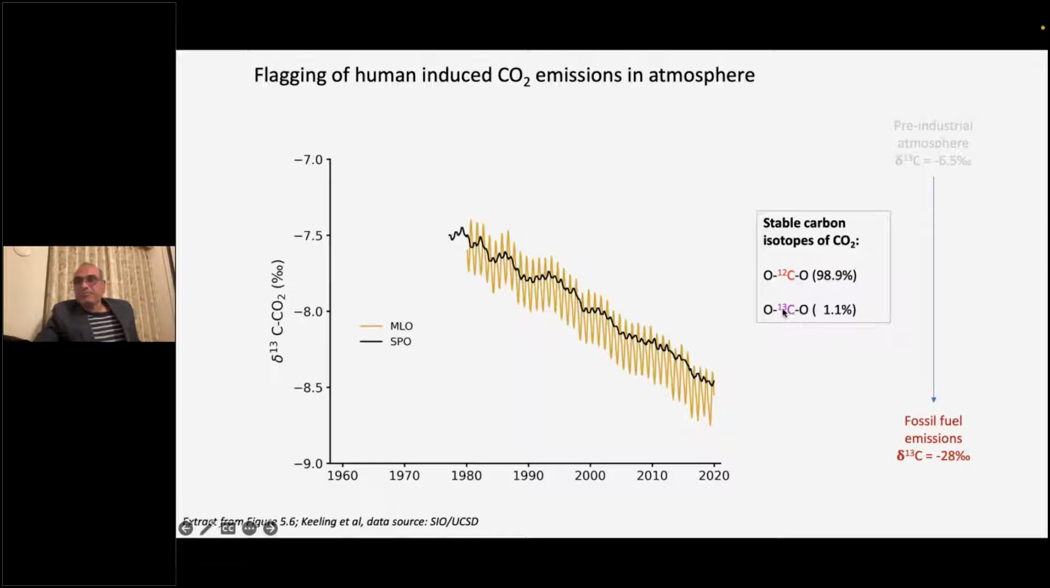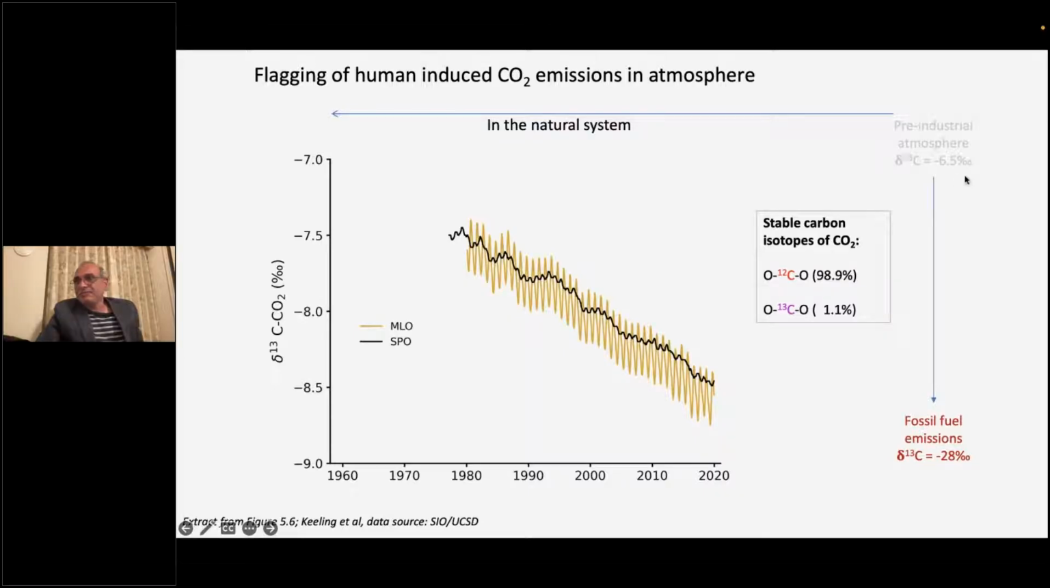And we can measure these things within the CO2 molecules. If you extrapolate this concentration towards the pre-industrial time, you come up with a value of minus 6.5 per mil. It's actually per thousand. And this value is going down in the atmosphere, because the fossil fuel itself has a 13C value that is depleted to minus 28.